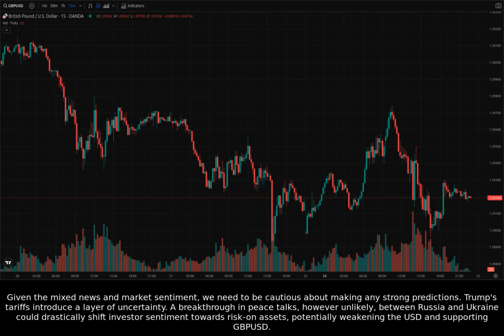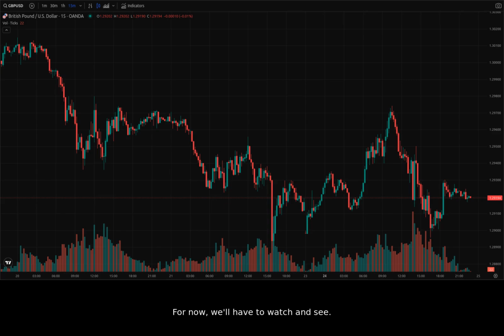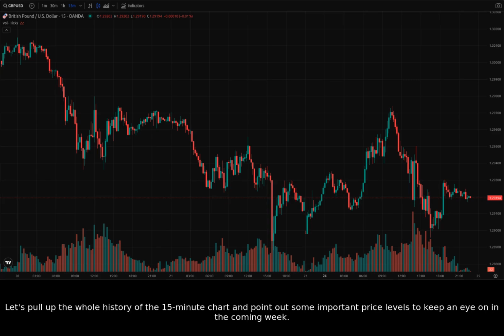A breakthrough in peace talks, however unlikely, between Russia and Ukraine could drastically shift investor sentiment towards risk-on assets, potentially weakening the USD and supporting GBPUSD. For now, we'll have to watch and see. Let's pull up the whole history of the 15-minute chart and point out some important price levels to keep an eye on in the coming week.